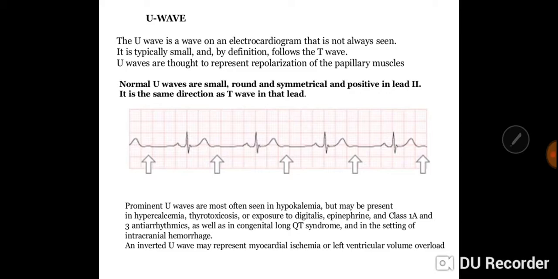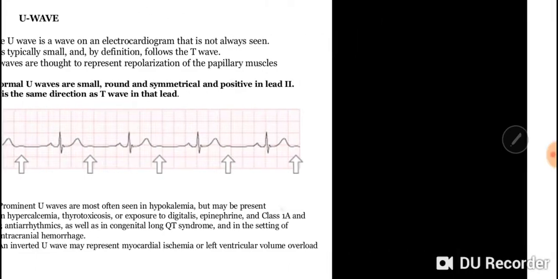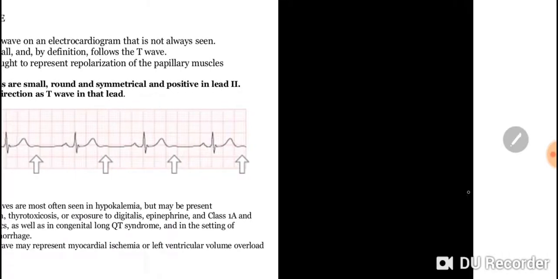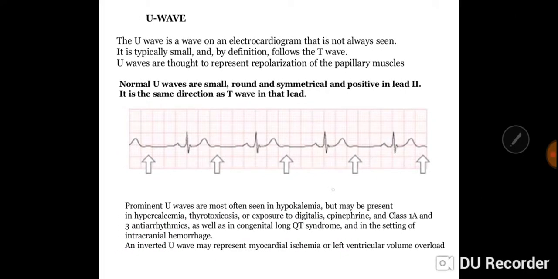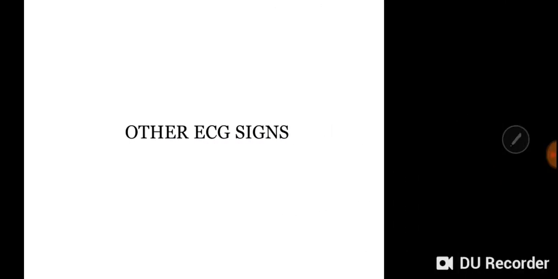A U wave is present after the T wave. It's upright and positive mostly in lead 2, in the same direction as the T wave in that lead. It is most often seen in hypokalemia, but may be present in hypercalcemia, thyrotoxicosis, digitalis, epinephrine, and intracranial hemorrhage. Now, U waves are really important, usually associated with hypokalemia.